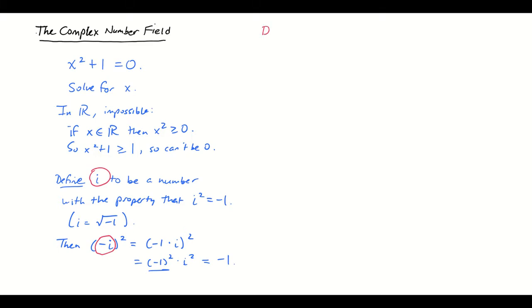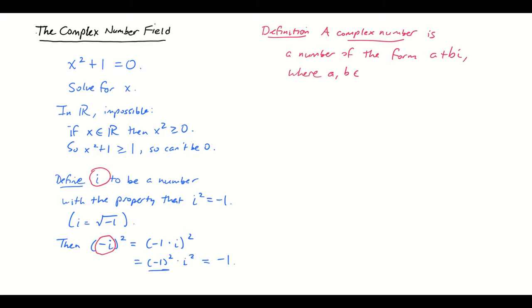So we define the complex numbers to be those numbers of the form a plus bi, where a and b are real numbers. And when we do that, this is called standard form or Cartesian form. And when we write a complex number in Cartesian form, a plus bi, we have special names for these coefficients. This number a is called the real part, and this number b here is called the imaginary part.